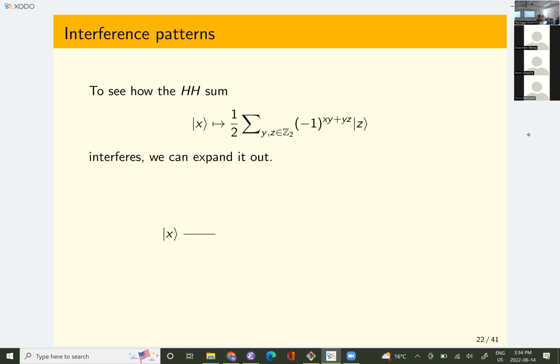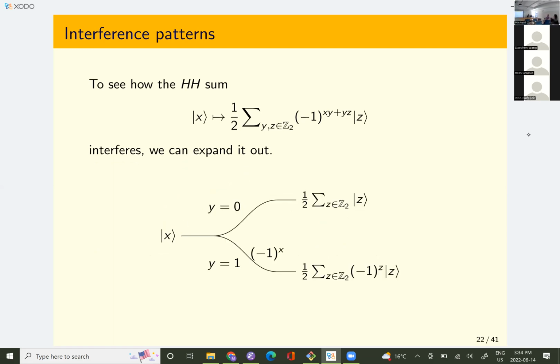interference in standard quantum circuits. So to see how this interferes, we can expand out the sum. So starting with x on the left here, we can expand it by the values of y. Right? So on the path with y equal to 0, we get this particular sum, that's the output. And the path with y equal to 1, we get this sum, that's the output, with an additional phase of -1 to the x.